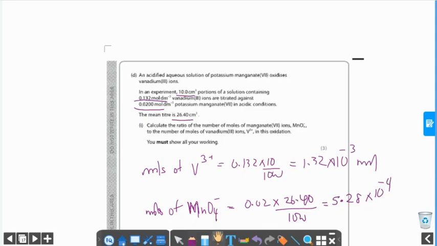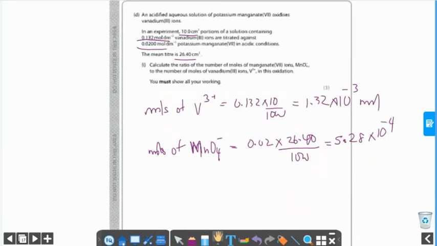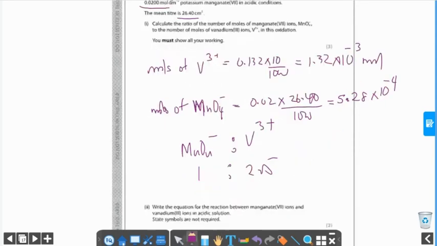So now you can divide by the smallest value, the smallest, to get the ratio. 10 power minus 4, no? You get 1 is to 2.5. That means 2 is to 5. 2 is to 5.